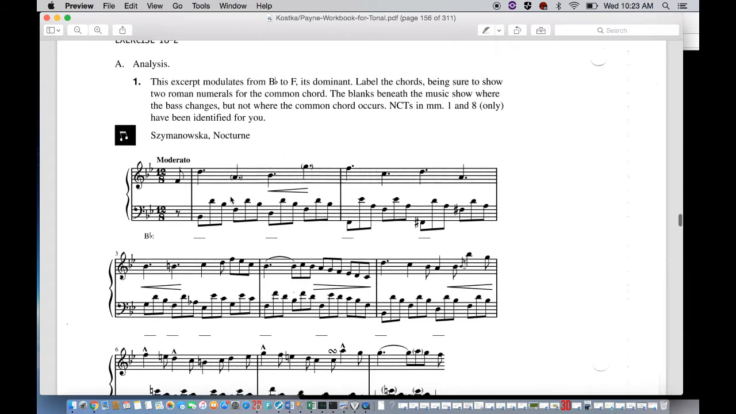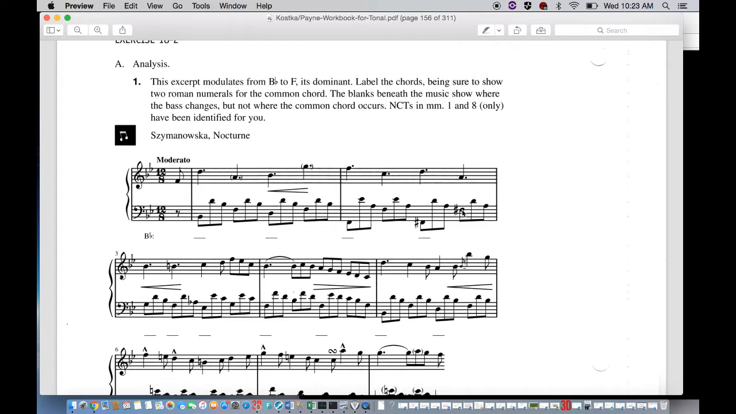Now the instructions tell us that we modulate from the key of B flat to F. So what I would ask myself is, well, what's the difference between B flat and F? And of course, in the key of F, we only have one flat versus B flat where we have two. But even more important than that is that the flat that we're missing is E flat, which will become leading tone to F. So that E flat will become E natural, which is leading tone to F.